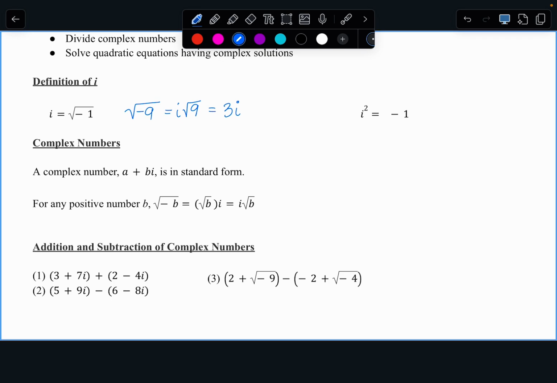Do your videos have audio? Yes. They do? Yes. i squared is negative 1.